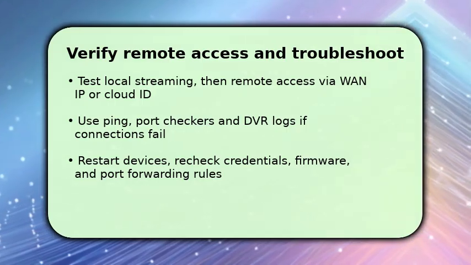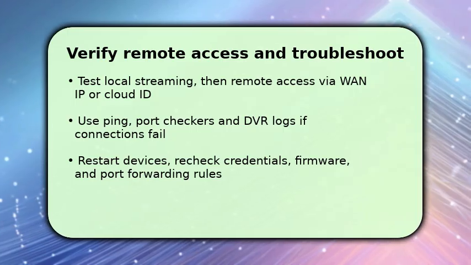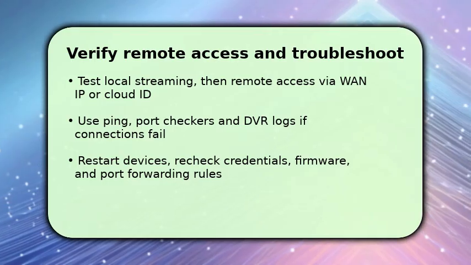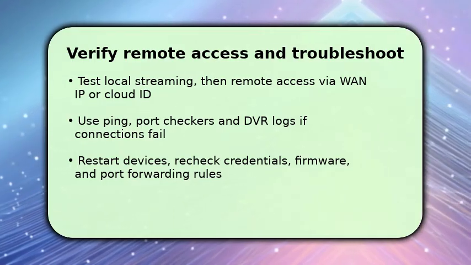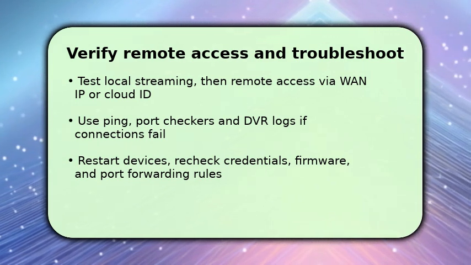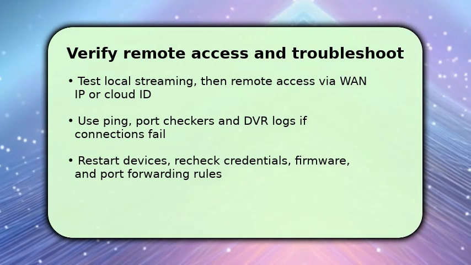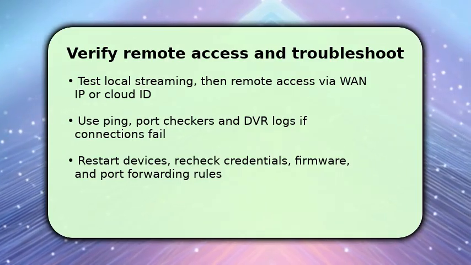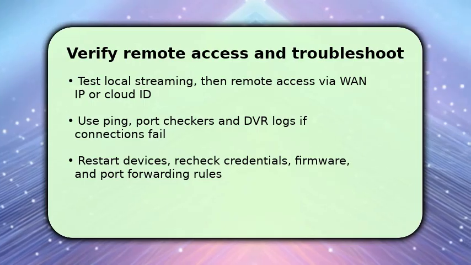If it fails, use ping and port check tools to see if the router blocks traffic and consult DVR logs to identify handshakes or authentication errors. If still blocked, restart the DVR and router, re-enter credentials, update firmware, and recheck port forwarding or UPnP. This single troubleshooting step clears most networking issues quickly.